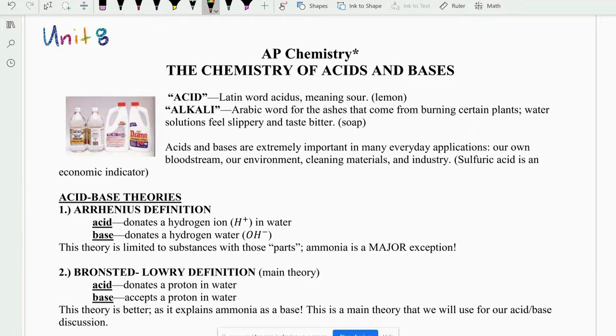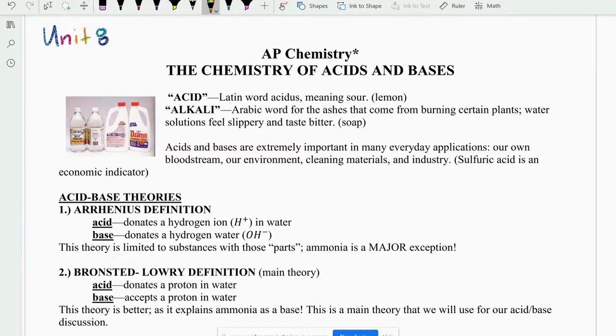I just want to give you a fair warning that when we get into the quantitative portions of acid and base chemistry, you're going to see a lot of the similar concepts that we learned in equilibrium. In other words, the techniques of using ICE diagrams or RICE diagrams are also going to be applied here in this unit.